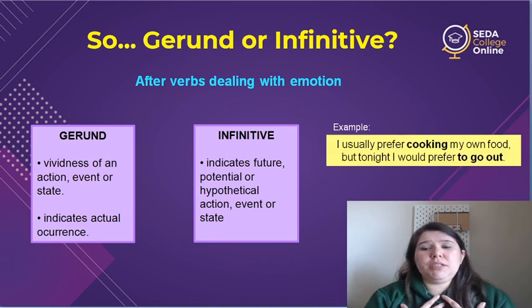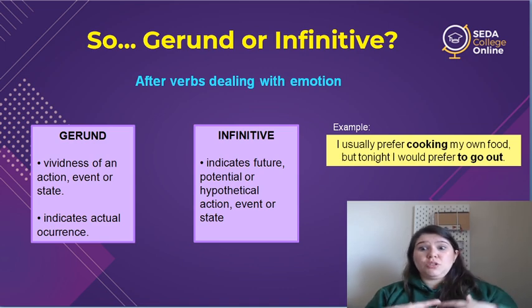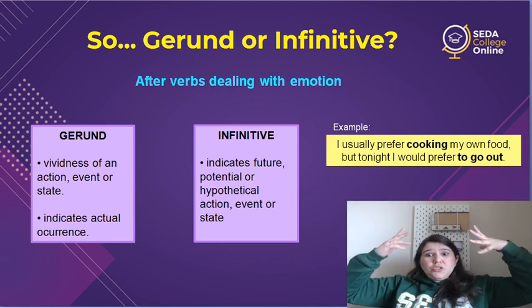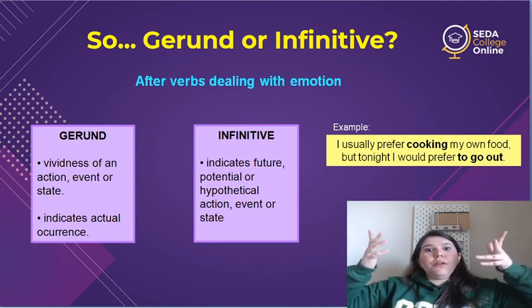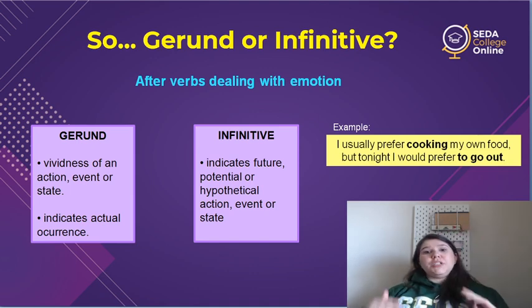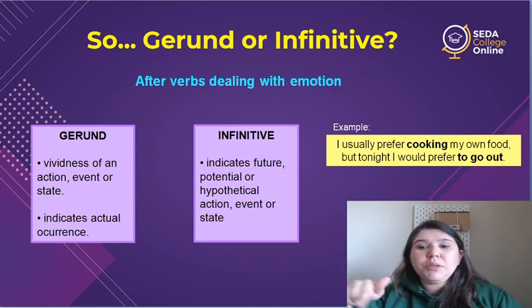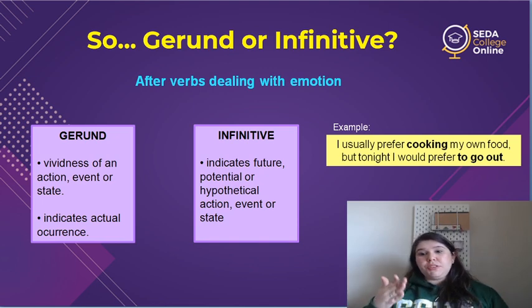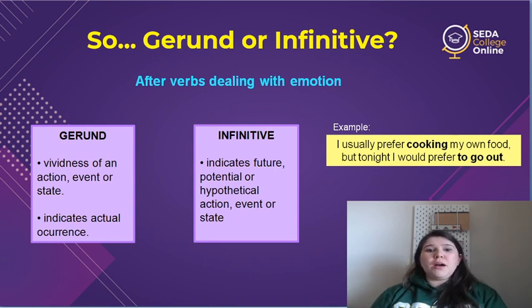I usually prefer cooking my own food. So when I'm using the -ing, I'm talking about something that actually occurred. I usually cook my own food. This is a real situation that happened. But tonight, I would prefer to go out. So here we're using would. And when I use would, I'm talking about possibility. Yeah? So I usually prefer cooking my own food, actual occurrence. But tonight I would prefer to go out, indication of future action or possibility.